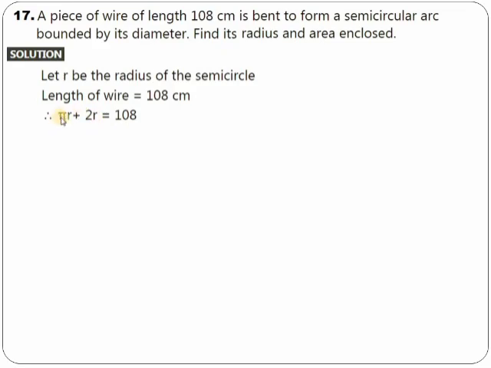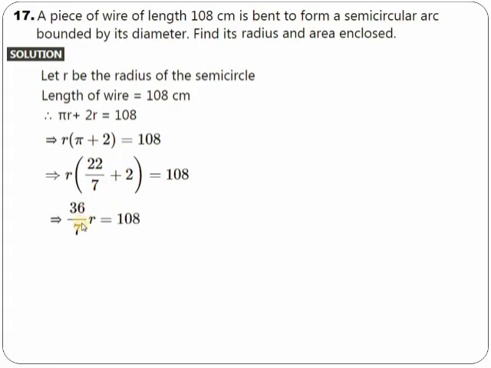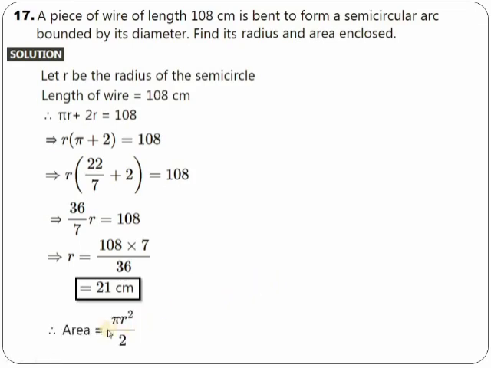So you know the value of pi is 22 by 7, or first you can take r common, so it becomes pi plus 2. So you have pi is 22 by 7. Simplify this, it becomes 36 by 7. So bring this 7 here and 36 to the denominator and do the cancellation. You get the radius to be 21 centimeter. Okay. We have next the area.